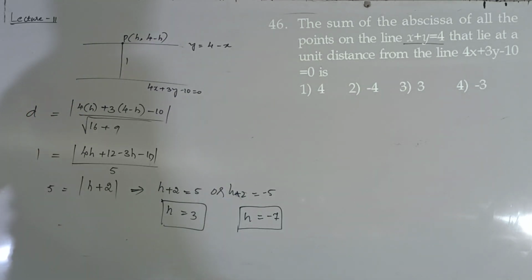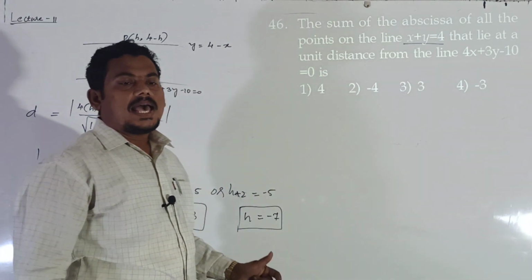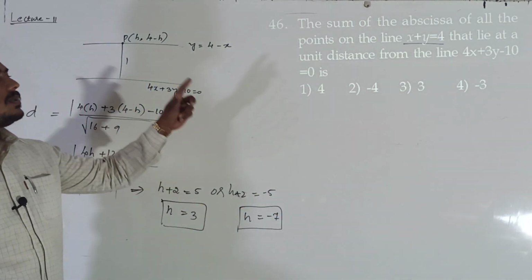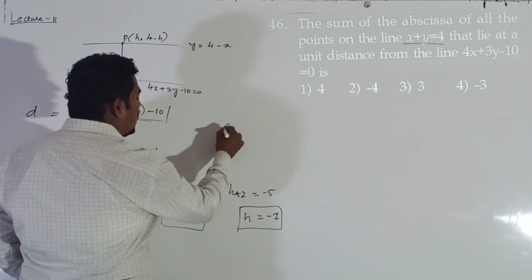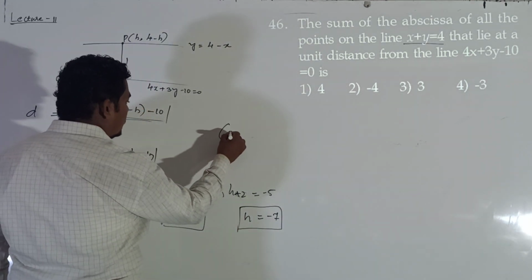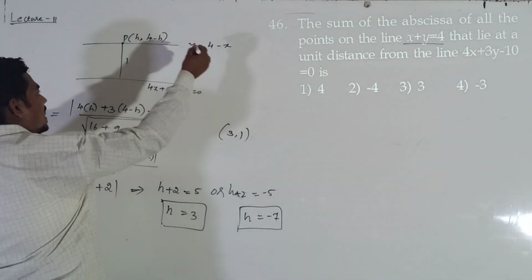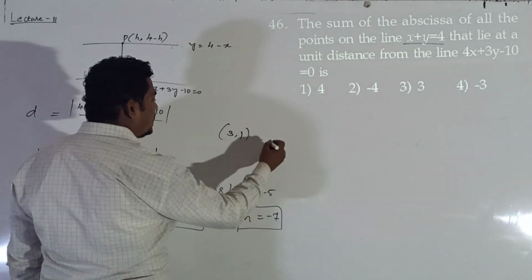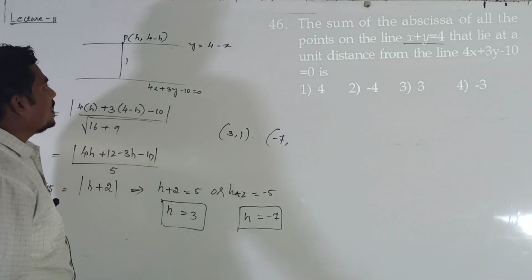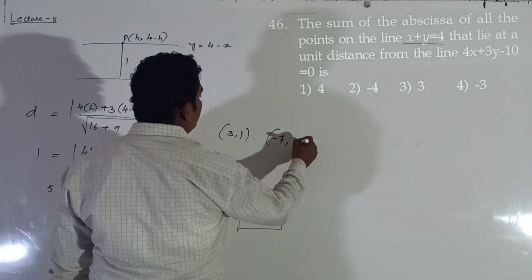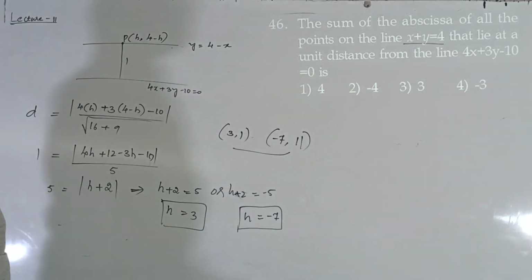Sum of abscissa of the points on this line. These two are abscissa of 2 points on this line. One of the points is 3 comma, if h value is 3, then 3 comma 1 lies on this line, and one more point, h value minus 7, means minus 7 comma, minus into minus plus, this is 11. These 2 points lie on this line at a unit distance.